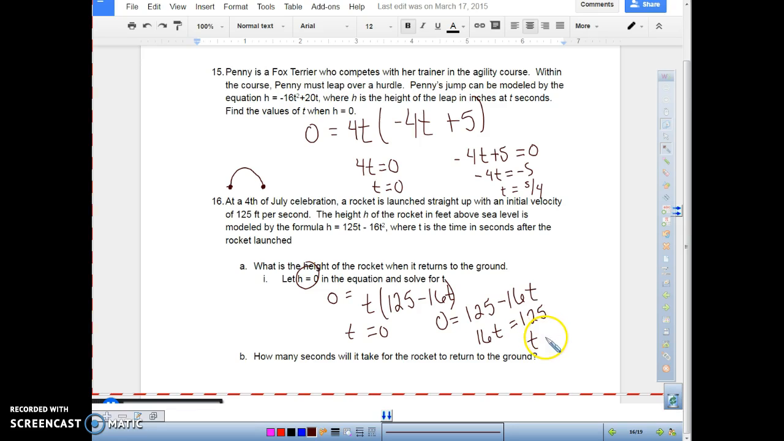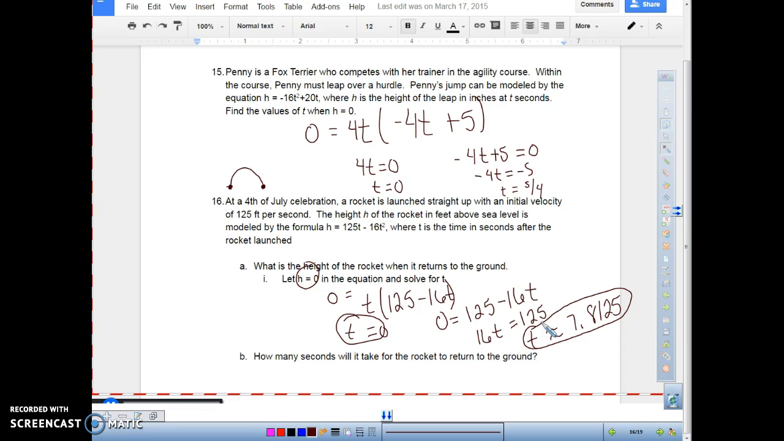And so we get that t is approximately 7.8125. So from when the rocket launched, at 0 feet it was 0 seconds. And then at 0 feet again, so when it hit the ground, it had taken approximately 7.8125 seconds.